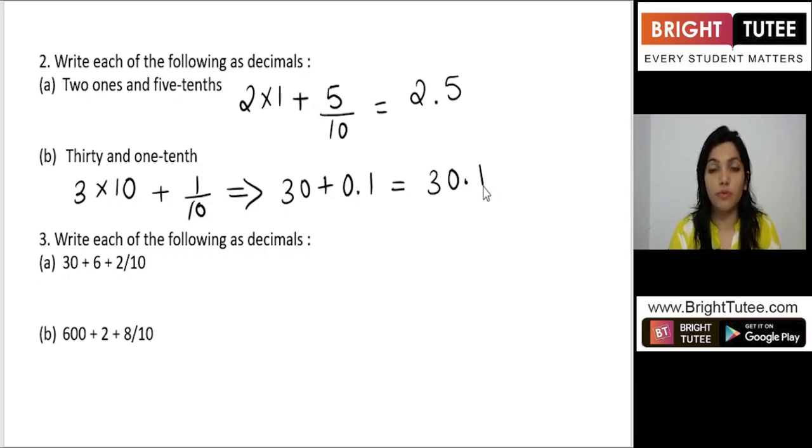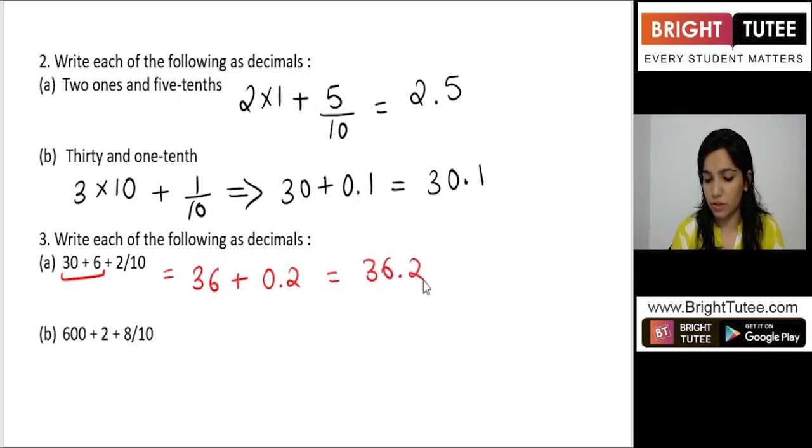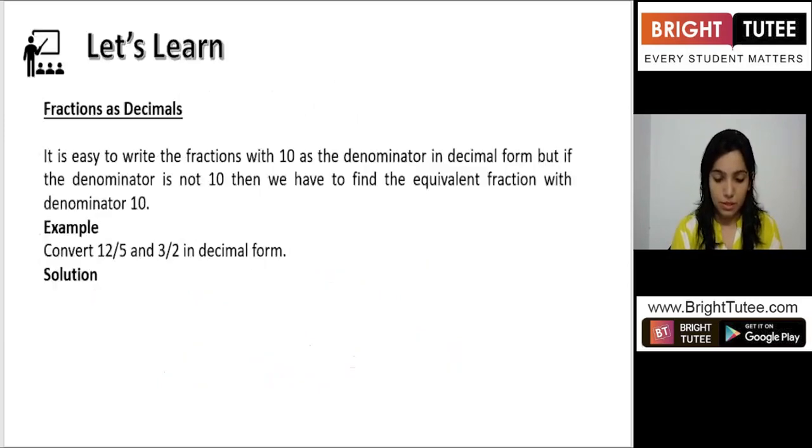It says write each of the following as decimals. So let us write this number into decimals. It is 30 plus 6 plus 2 over 10. Let's add these two whole numbers first. So this is 36 plus, because it is 2 over 10, we write it as 0.2. Let's add them. It is 36.2. Clear? Now here we have 600 plus 2 is 602. And to it, we are going to add 8 over 10, that is 0.8. So the answer is 602.8. Make sense? Let's do the next one.